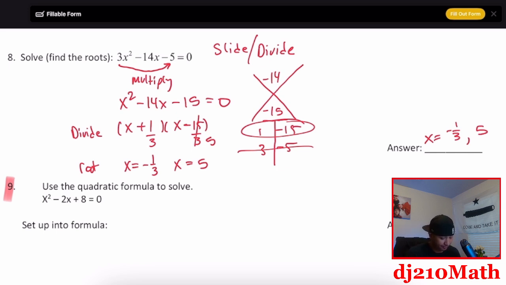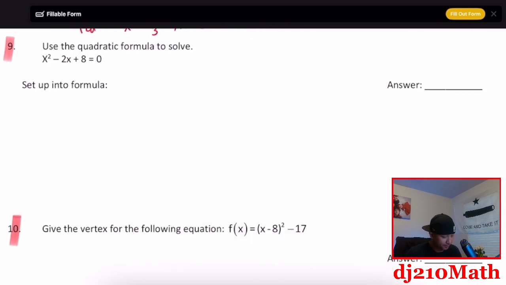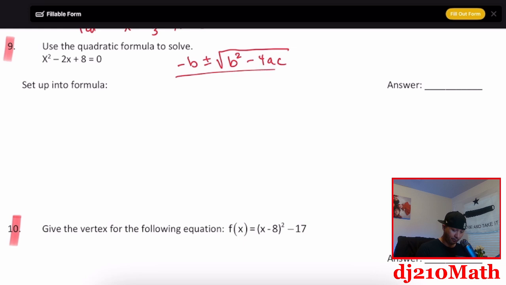Okay. Number 9. All right, so now they're telling us to use the quadratic formula to solve. So the quadratic formula, I'll write it down. Negative b plus or minus square root b squared minus 4ac all over 2a. Right? x is equal to this, right? x is equal to this. So we're just going to plug in a, b, and c.